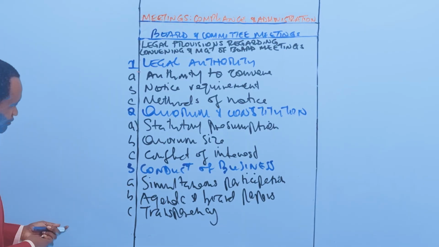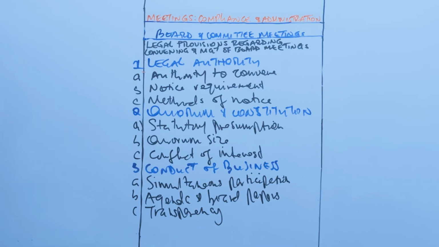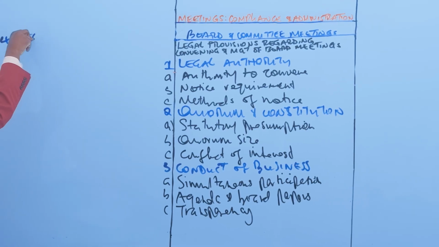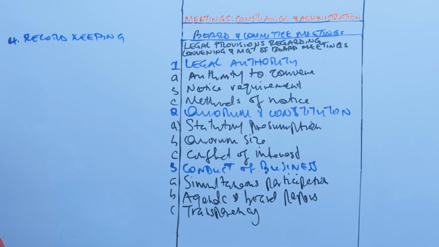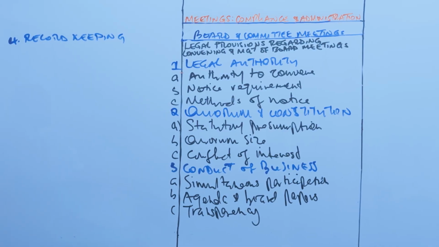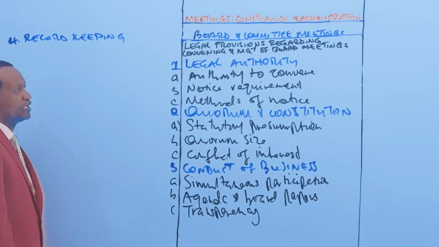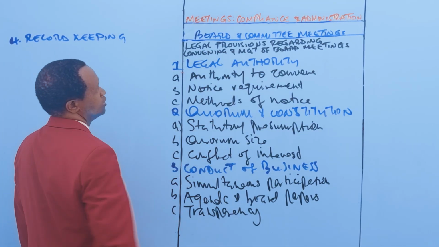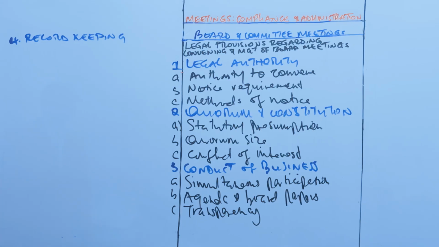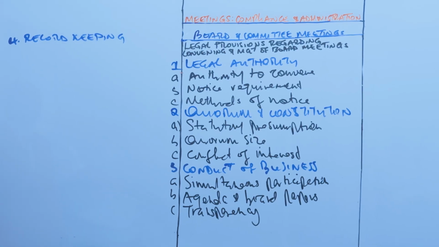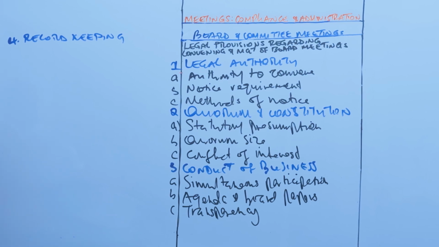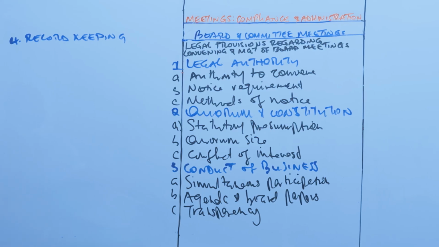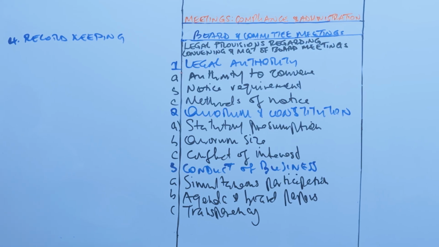Point number 4, we have what we call record keeping. Record keeping is a legal obligation. Candidates, you are studying the legal provisions regarding convening and management of board meetings. Under Section 210 of the Companies Act, the record keeping process is a strict legal requirement. So the proceedings have to be recorded.